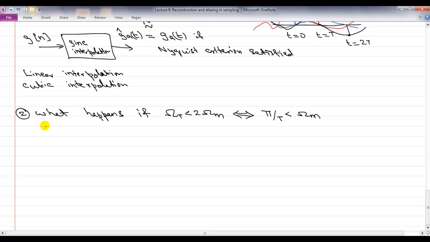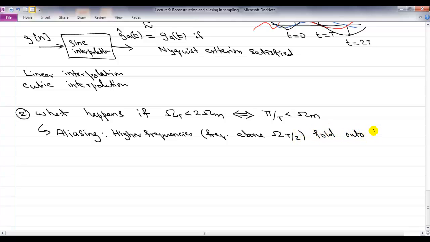And what happens is called, we have alluded to it earlier, it's called aliasing, which is a phenomenon of higher frequencies, effectively all frequencies above your omega t by 2 range, fold onto lower frequencies. So here is an example. Pictorially, we'll try to depict that.